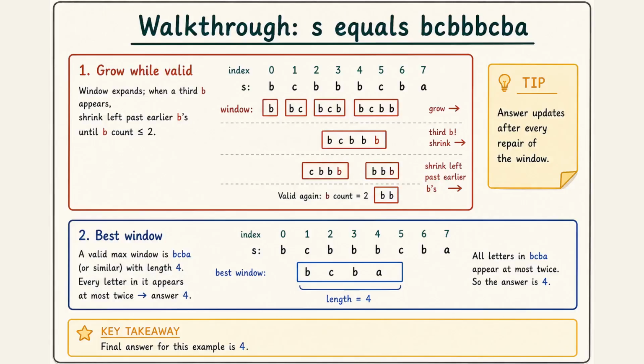Walkthrough for S equal to BCBBBCBA. Grow the window while counts stay valid. When a third B appears, shrink left past earlier B characters until the count of B is again at most 2. A best valid window looks like BCBA with length 4. Every letter in it appears at most twice, so the answer is 4.